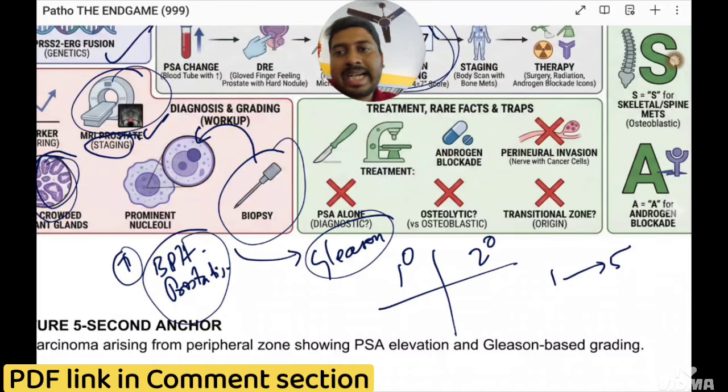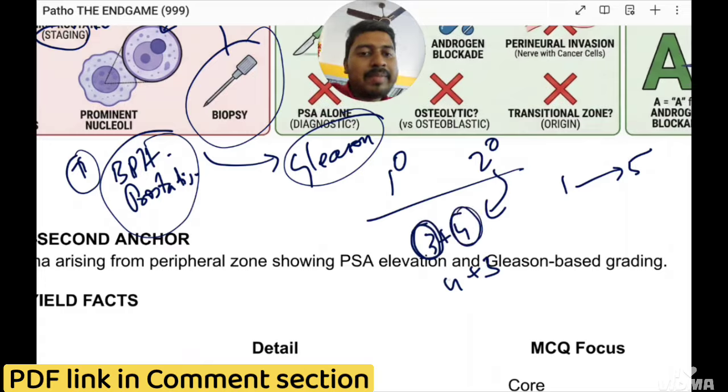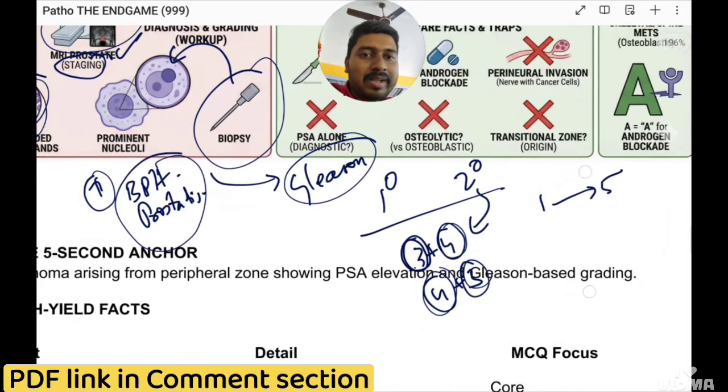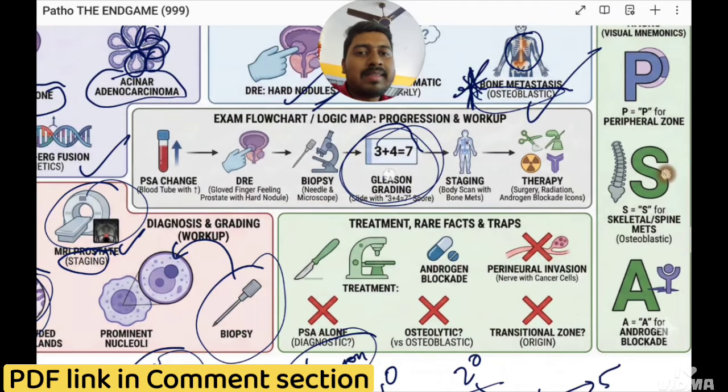It is based on the entire structure of the gland. I don't think you should go in depth on this. Basically the commonest is 3 plus 4 or 4 plus 3, that is, primary pattern is 3 and secondary pattern is 4. Important to note, 3 plus 4 is not equal to 4 plus 3, because 3 plus 4 means the primary pattern is less aggressive and the secondary pattern is aggressive. But in 4 plus 3, the primary pattern is aggressive and the secondary pattern is less aggressive. We'll start from a total of 6. So the most common grading score that we'll get is 7.